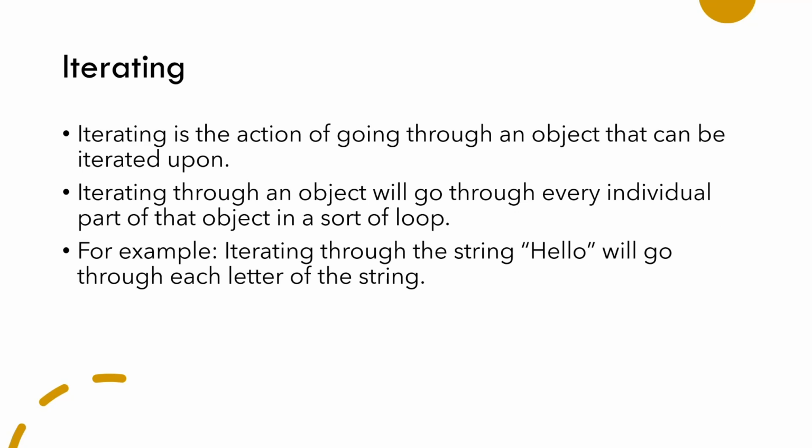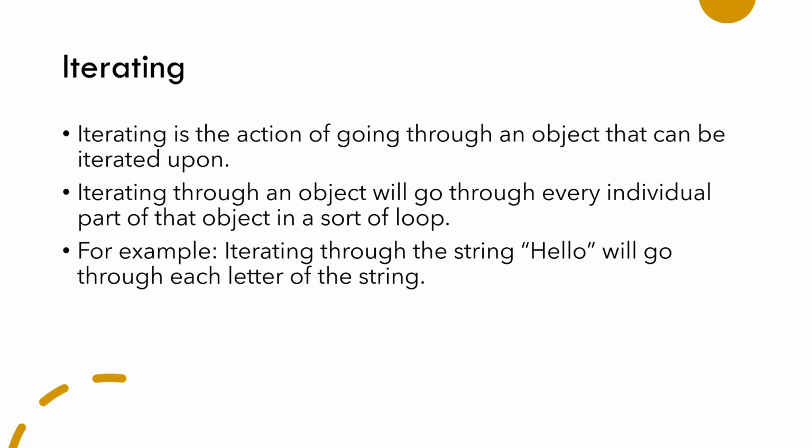Alright, so before we go too in depth into how for loops work, we need to talk about what iterating is. So iterating is the action upon going through an object that can be iterated upon. Now that sounds like I just said a bunch of nothing, but if we look a bit deeper into that, so let's look at the second line. Second line I think describes it a bit better.